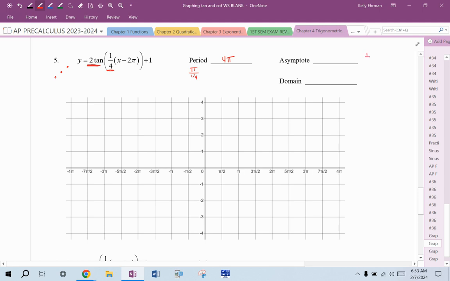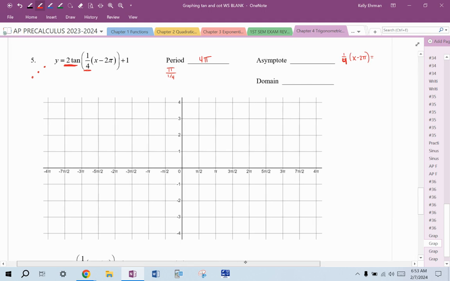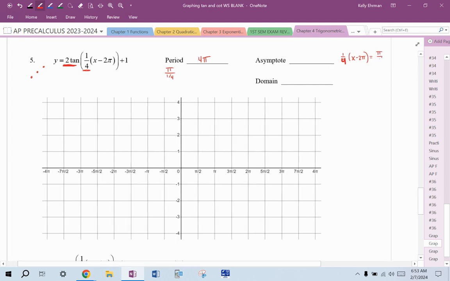Finding the asymptote is taking the entire expression inside of tangent, so 1/4 times (x minus 2 pi). And this is back to a tangent graph, so set the tangent equation equal to pi over 2. One of the things you need to memorize is if it's tangent, set it equal to pi over 2. If it's cotangent, set it equal to 0. Multiply by 4. x minus 2 pi equals 4 times pi over 2, which is 2 pi. Add 2 pi. So we get a vertical asymptote at 4 pi.